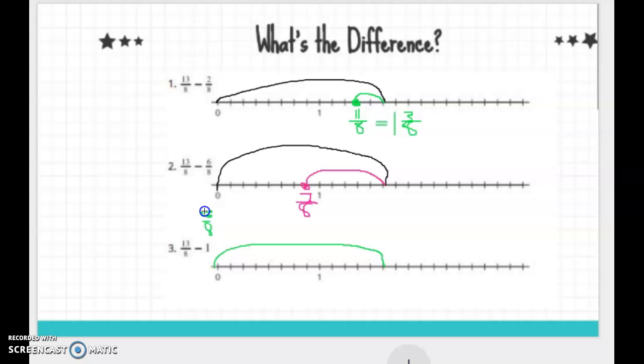They want us to go back 8 eighths. 1 eighth, 2 eighths, 3 eighths, 4 eighths, 5 eighths, 6 eighths, 7 eighths, 8 eighths. I should probably go back to my black color. 1, 2, 3, 4, 5, 6, 7, 8. And that would be 1 eighth, 2 eighths, 3 eighths, 4 eighths, 5 eighths.